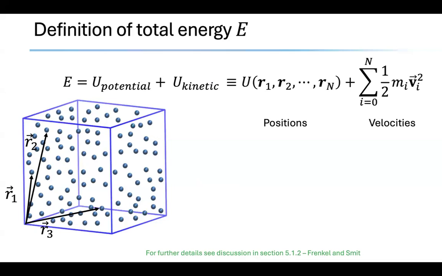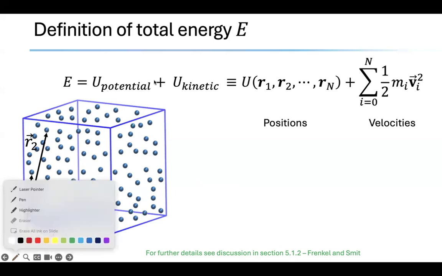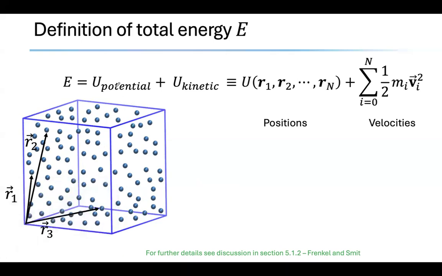Some of the key concepts in molecular dynamics are the total energy. The total energy of a particular system is split between the potential energy and the kinetic energy. So let me show that. You have the potential energy and the kinetic energy, and the potential energy, so to say, comes from the positions of the molecules.